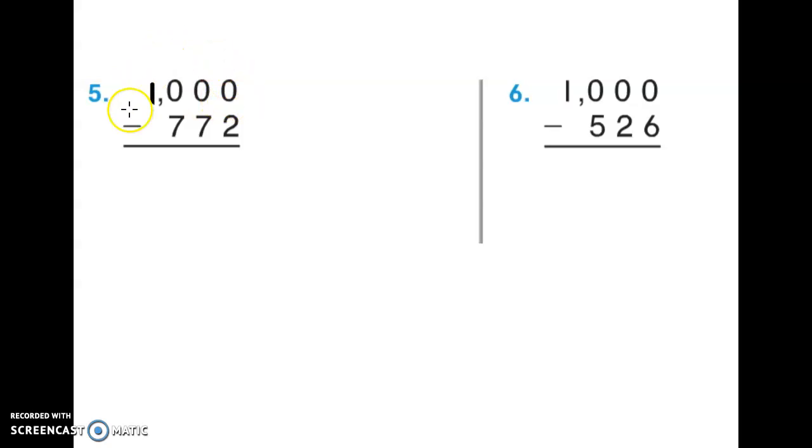So starting with our first problem, we have 1000 minus 772. We always start with our ones, but I can see all these zeros up here. I know that I cannot subtract from a 0, because 0 is nothing. Doesn't make sense. So I know that from this 0 I would have to borrow. Then I'd have to borrow again. Then borrow again till I get to my 1. And I want to cross out that 1. Now that's a 0.